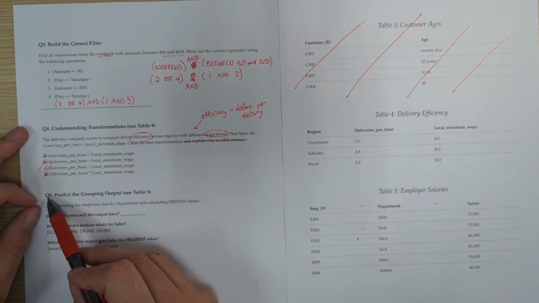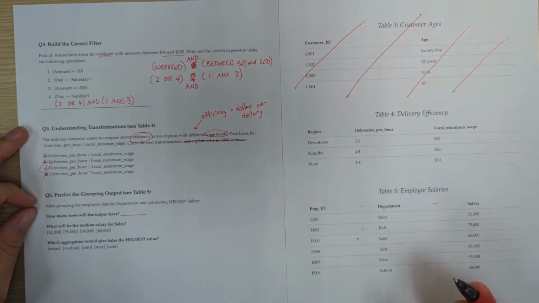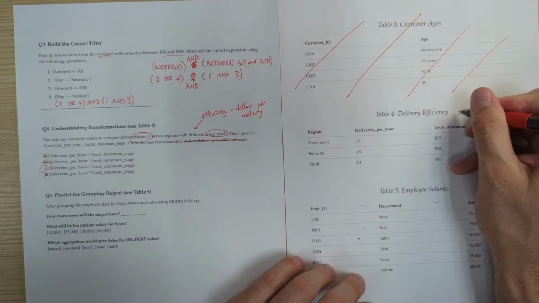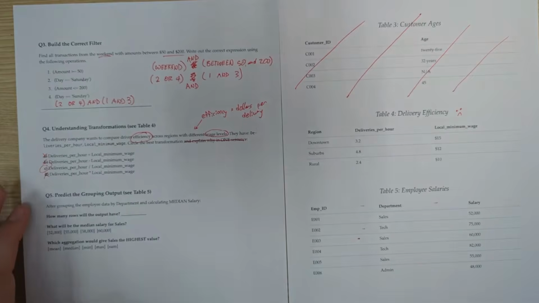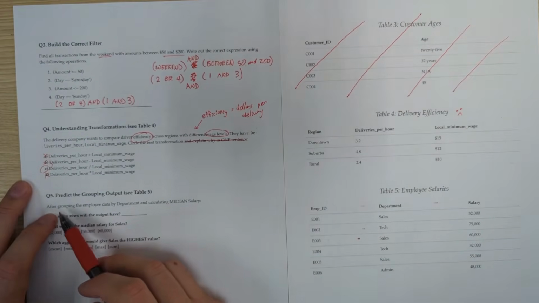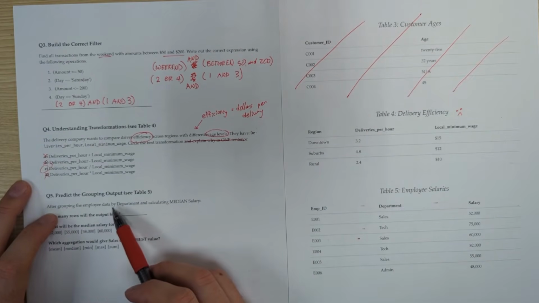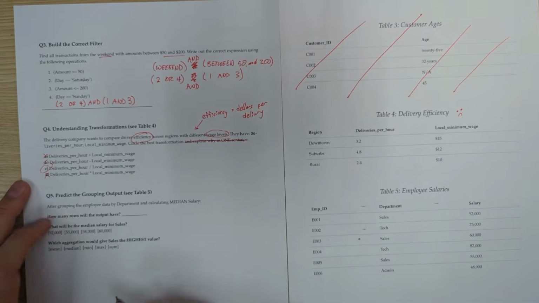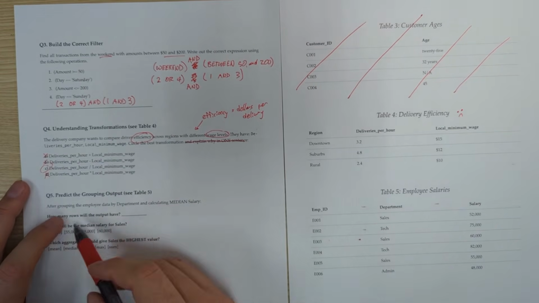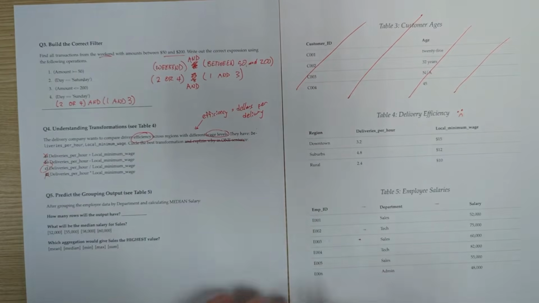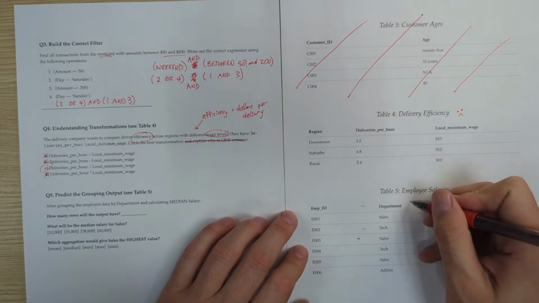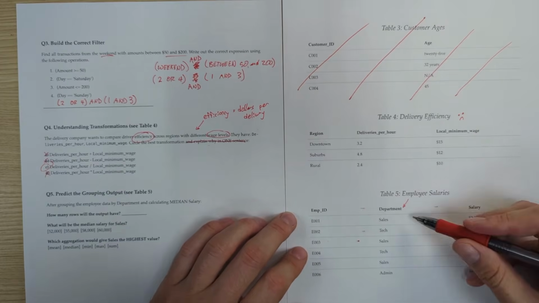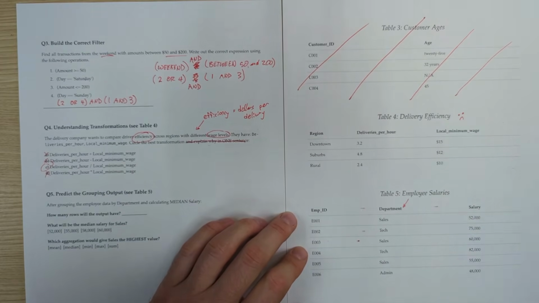Okay, so question 5, predict the grouping output. So let's put a sad face next to this one, maybe a little bit unclear. But for question 5, what we're trying to do is group the employees by department and calculate the median salary. So the first thing we'll do is group the employees by department. So here we have a department variable, and we're going to try to just group them.